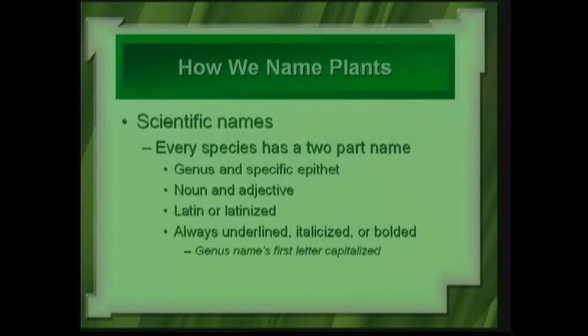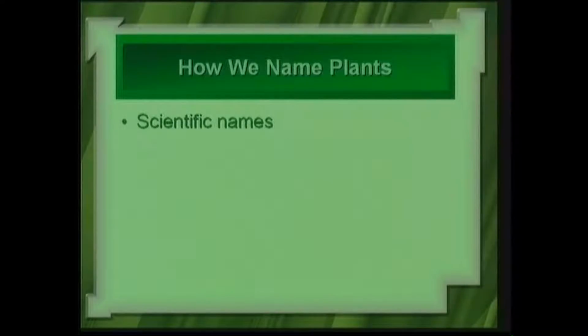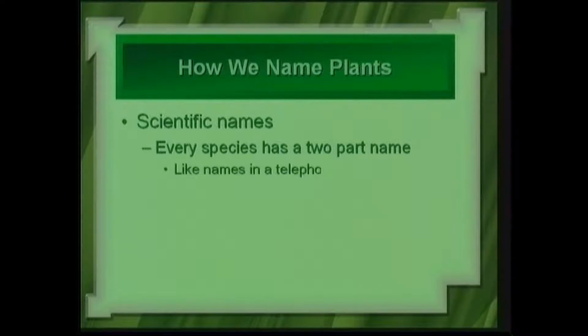Now, another convention that people use is that the genus name's first letter is capitalized. All the rest of the letters in the genus name are lowercase. Secondly, the specific epithet uses all lowercase letters. So the only capital letter in this whole two-part name is the first letter of the genus name, the noun, the first name. So every species has a two-part scientific name.